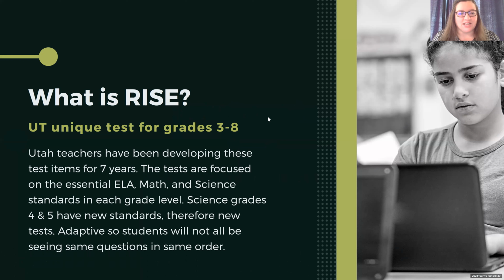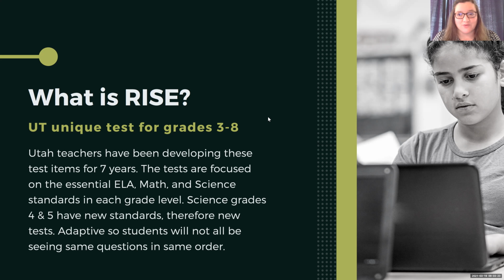The tests are focused on the essential English, math, and science standards in each grade level. Now, the science tests don't start until grade 4. So third graders are taking a math test and an ELA, English Language Arts test, and that's it. And then starting in 4th grade, you do English, math, science. 5th and 8th graders have an additional writing test, which is shorter than the others. And that's what we consider the RISE tests, the end of year tests.